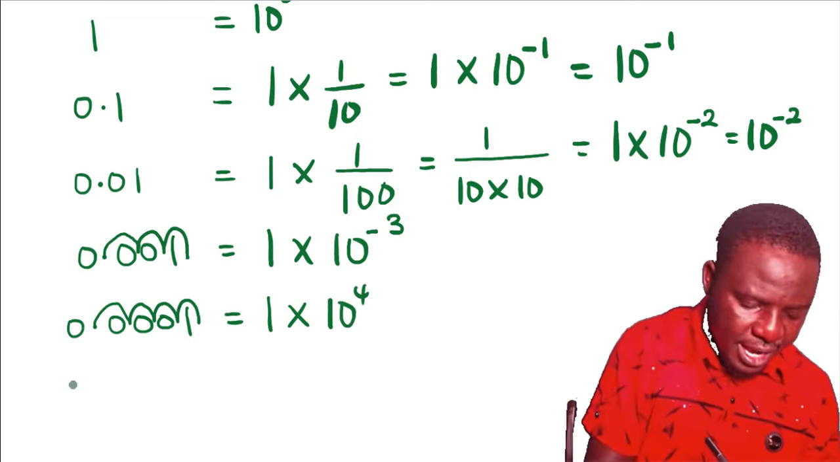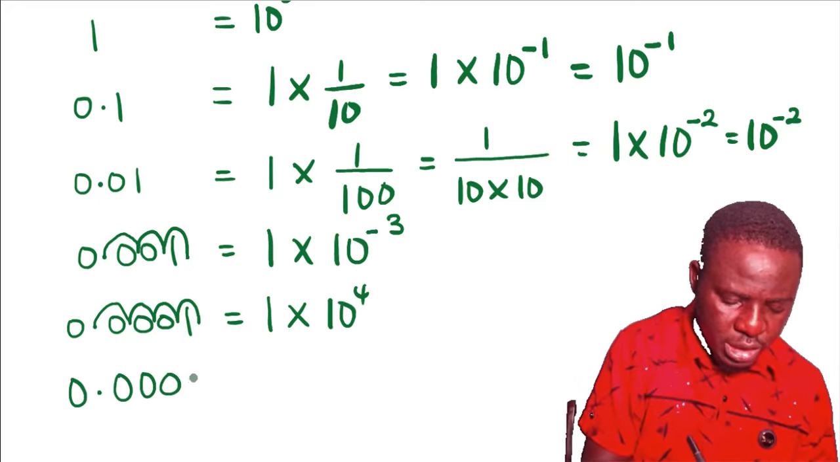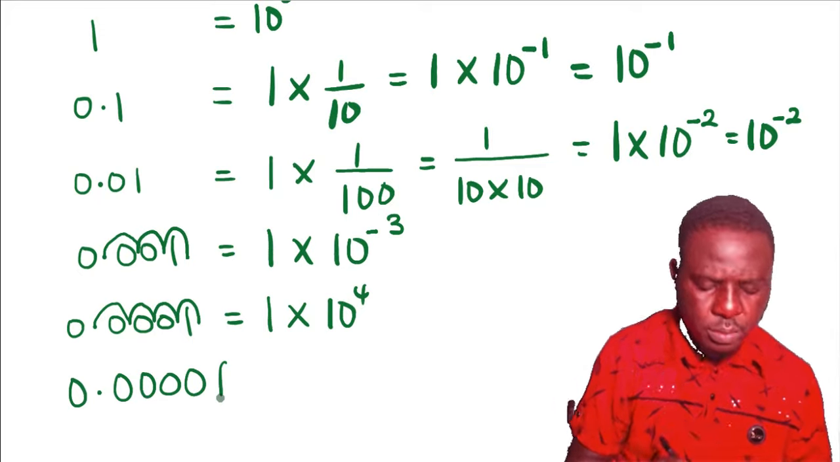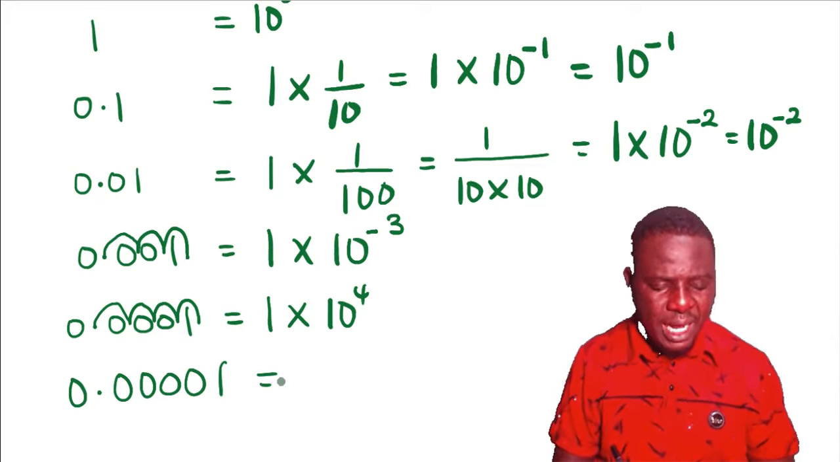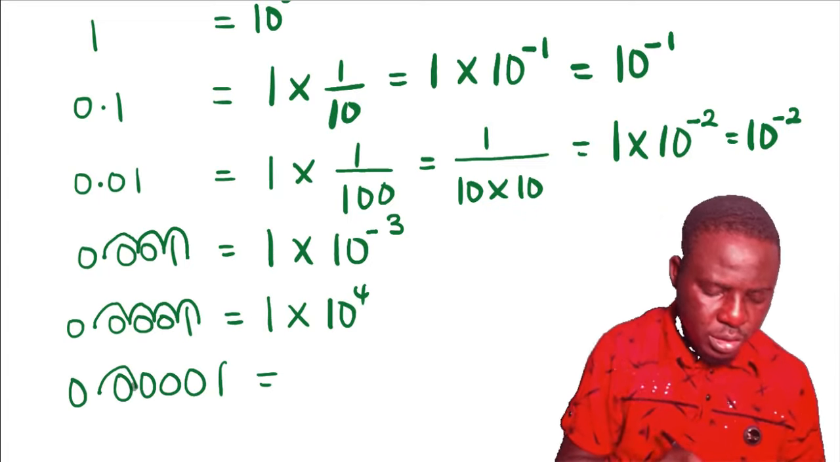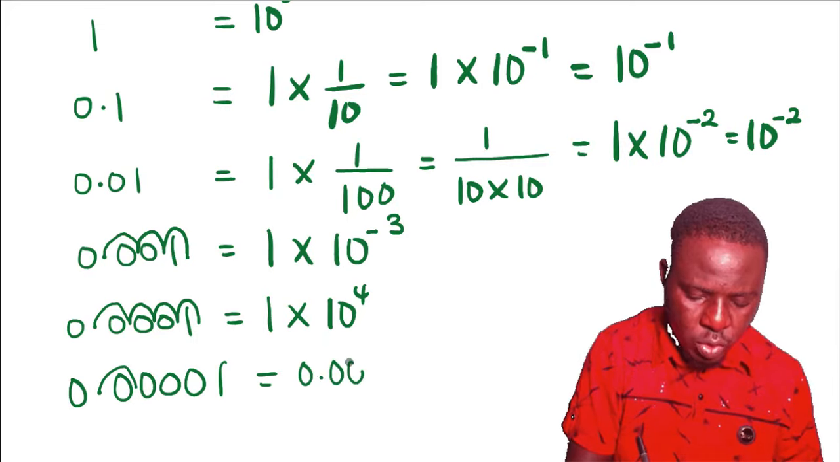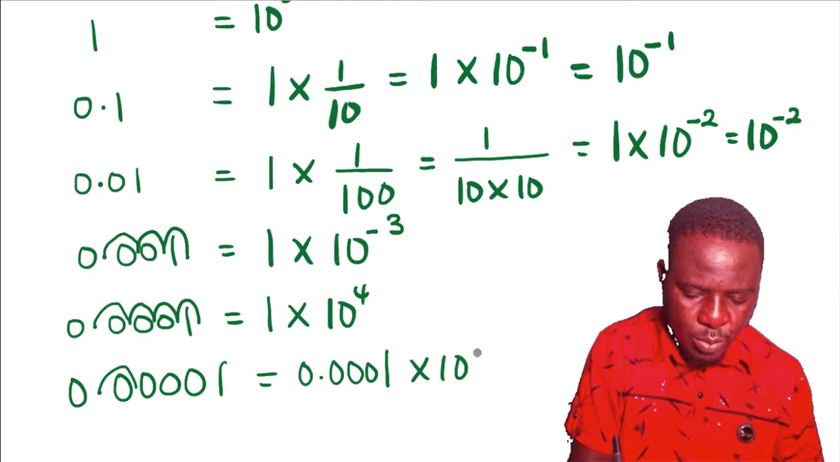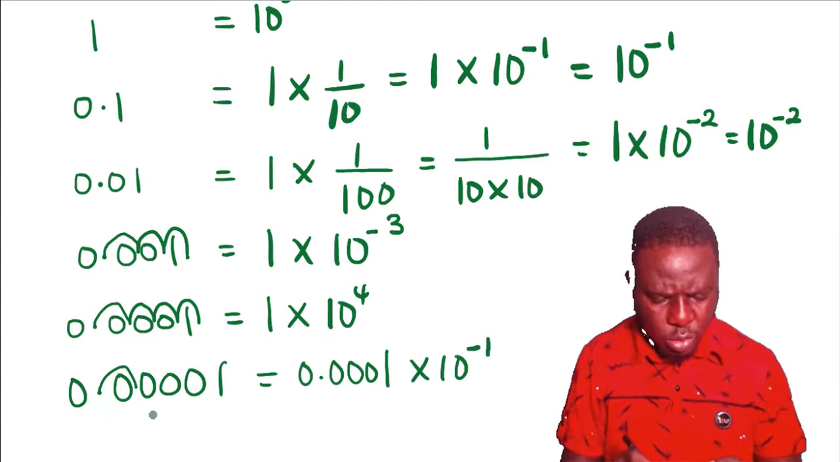If you have another number, 0.00001, and you're asked to express it in standard form, if you should move it once, you can write it as 0.0001 times 10 raised to the power of minus 1, because we have moved the decimal point just once.